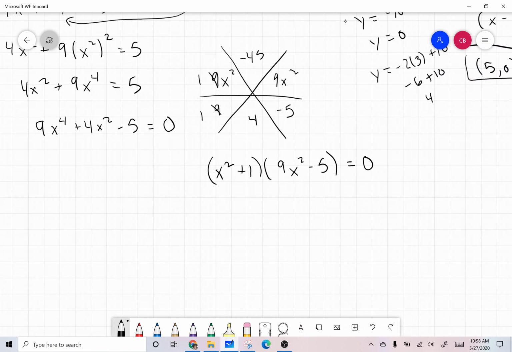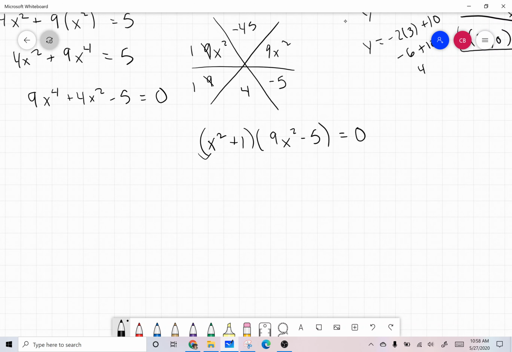Just making sure I've not missed anything. This never equals 0. Remember, that is an imaginary number if you set that equal to 0. That's x equals i and negative i. This, however, does. So 9x squared minus 5 is equal to 0.